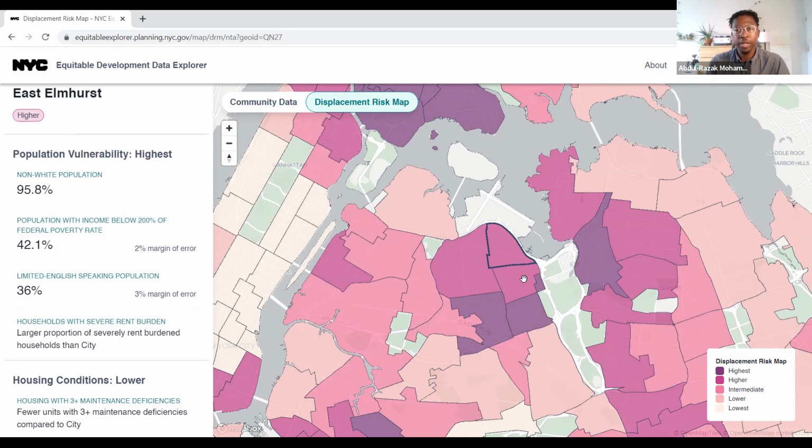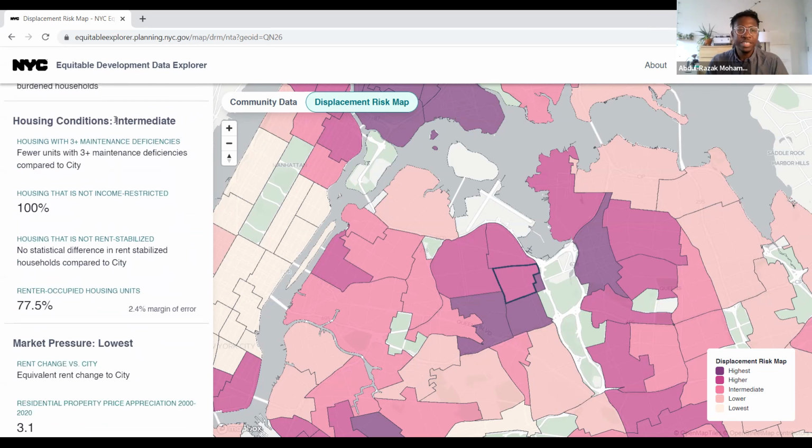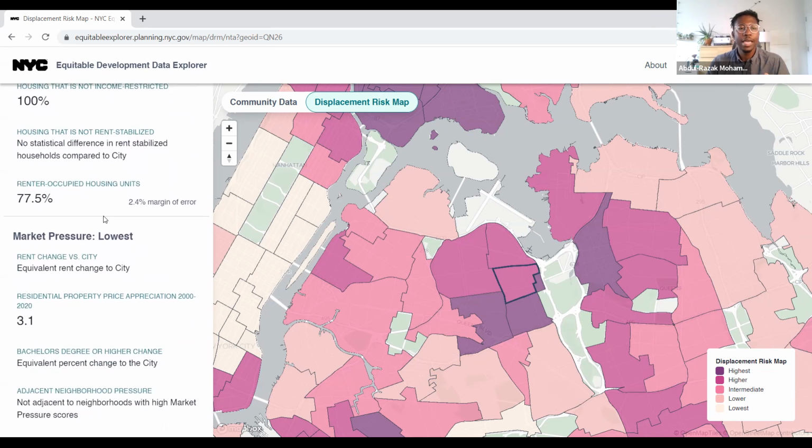I'll do one more comparison where we look at North Corona, which also has an overall higher level of displacement risk. But when we look at population vulnerability, it has a higher level of population vulnerability, but not the highest, which we saw for both East Elmhurst and Jackson Heights. Then the housing conditions level is intermediate, which is the same that we saw for Jackson Heights, but is a little more than what we saw for East Elmhurst. And then it shares this lowest level of vulnerability for market pressure that the other two neighborhoods have.